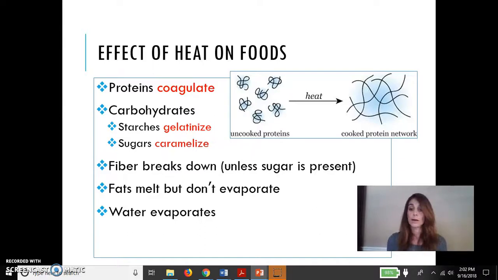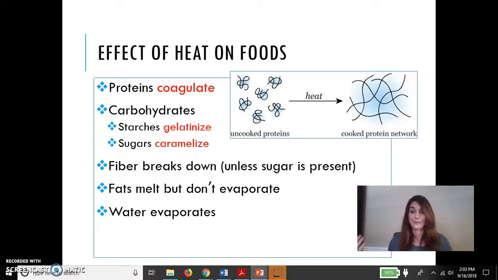We also have carbohydrates, so we have starches and sugars, and so the starches tend to gelatinize and sugars tend to caramelize when you apply heat. Fiber breaks down unless sugar is present, but fiber is basically, I gave the example beforehand of something like a turnip or a parsnip. Even think of a carrot. So it definitely, if you apply heat, it becomes softer. Fats melt, but they don't evaporate, and that's an example of if you're melting butter.